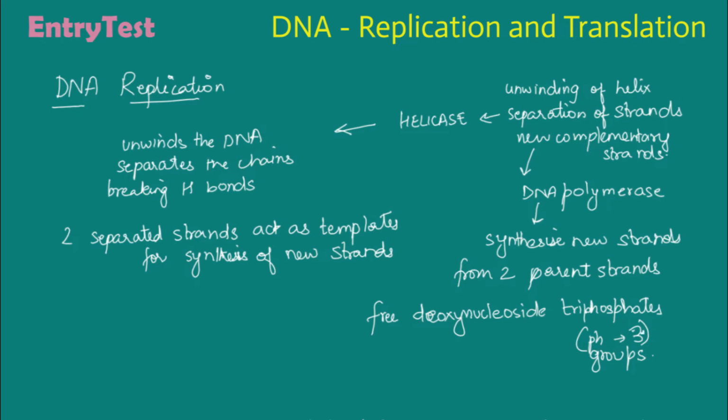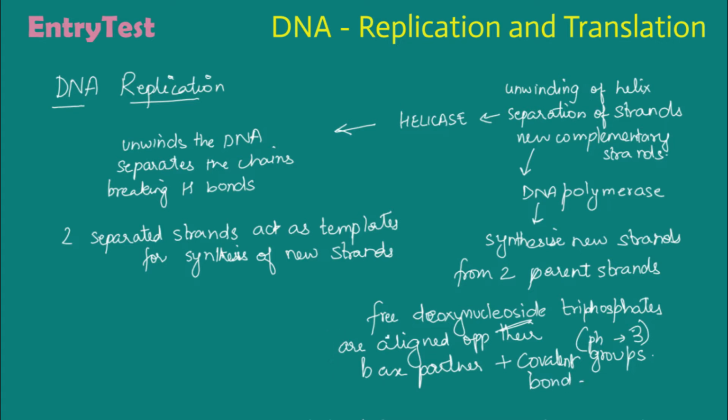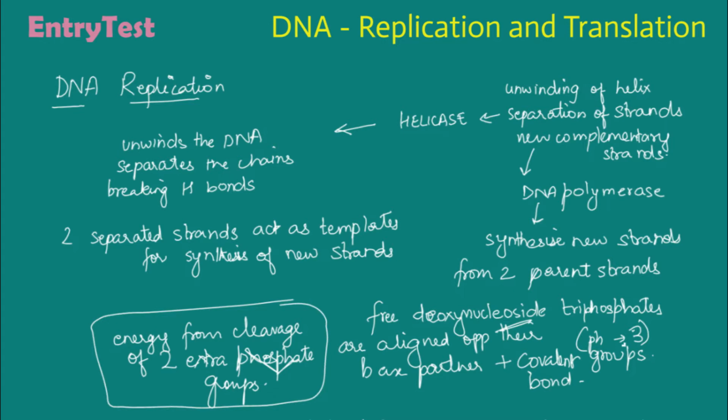So these free deoxynucleoside triphosphates, they are aligned opposite their base partner, and a covalent bond is formed. And the energy for this reaction comes from the cleavage of 2 extra phosphate groups. So this part is important. There are 3 phosphate groups, out of which only 1 will be used up, and the remaining 2 will be used to provide energy.